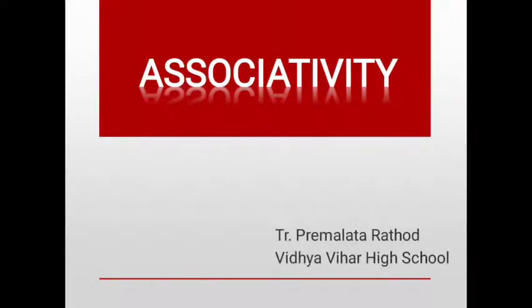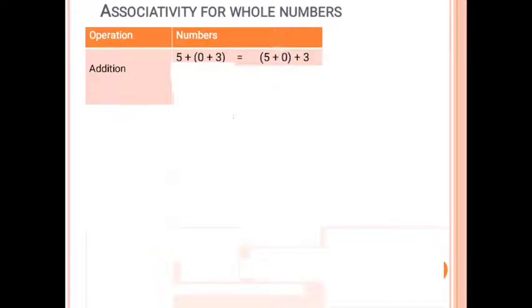Associativity. Associativity is like commutativity, but for three numbers. Let's check it out. Let's check associativity for whole numbers for the addition operation. Is 5 plus (0 plus 3) equal to (5 plus 0) plus 3?